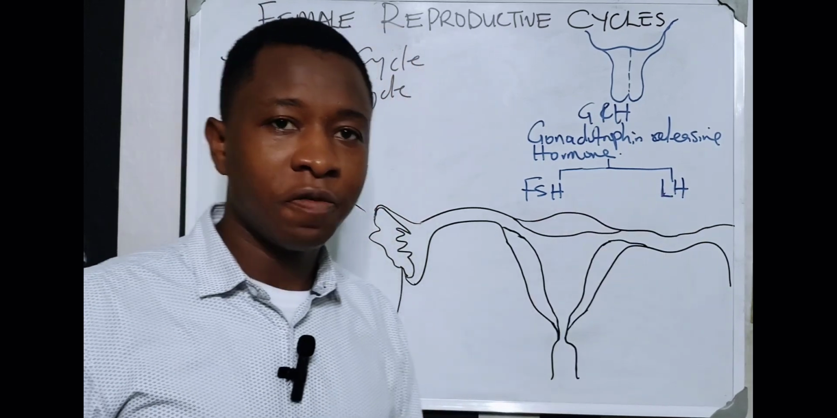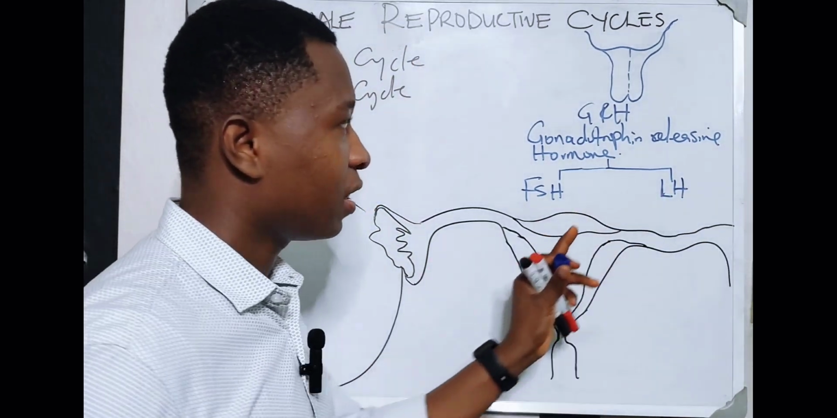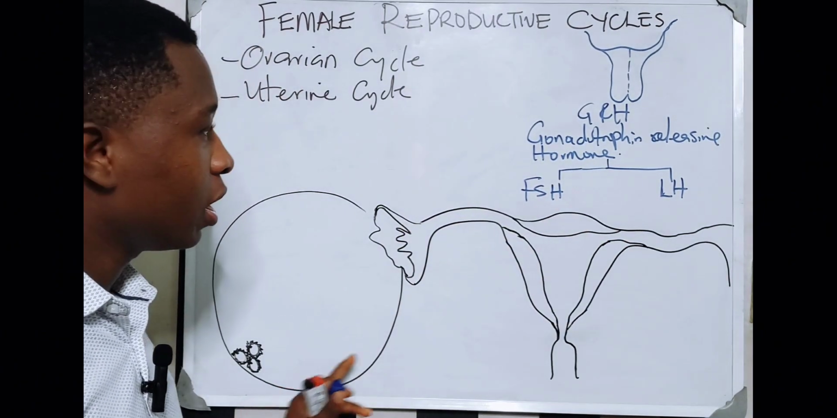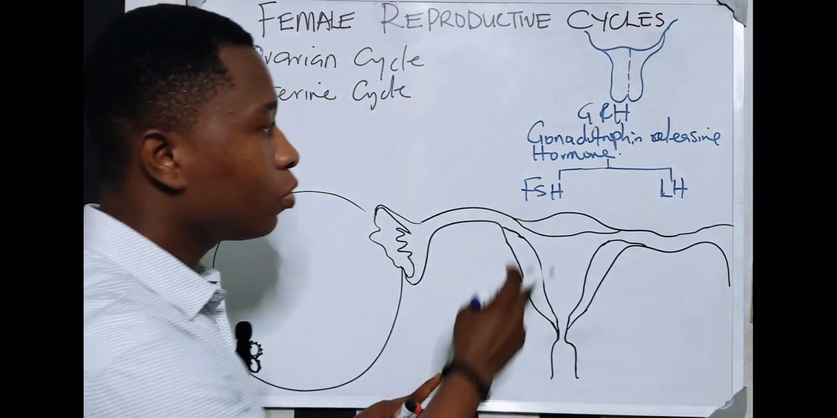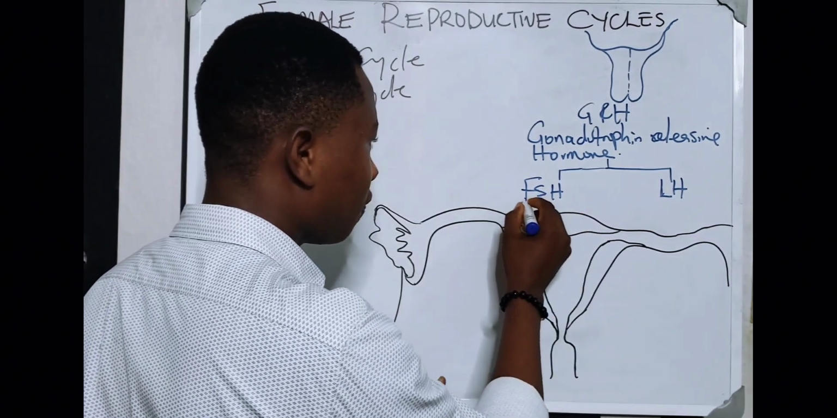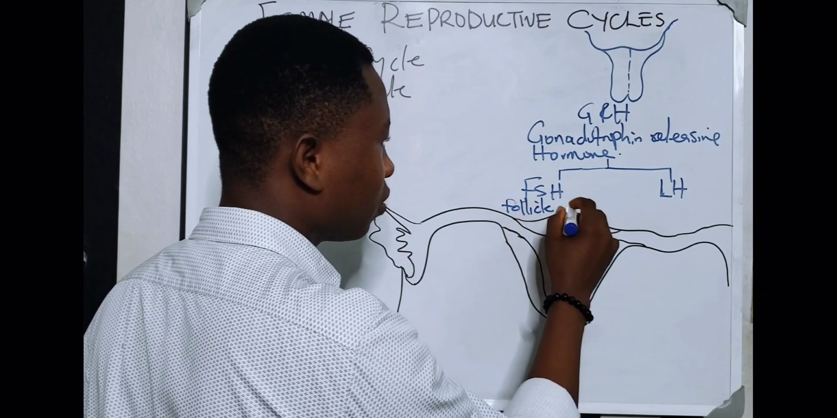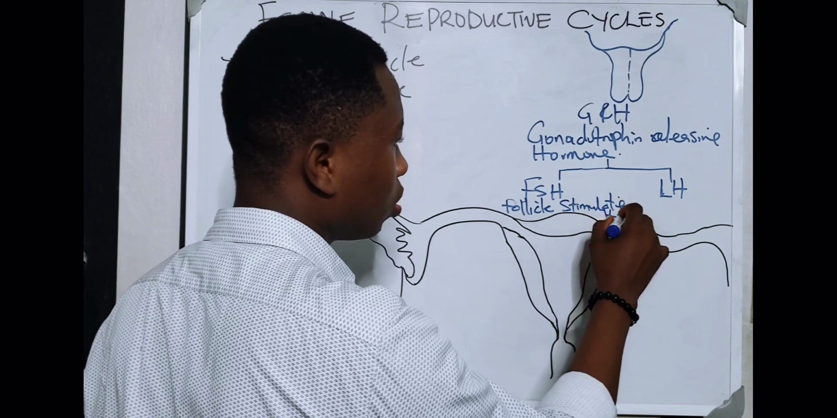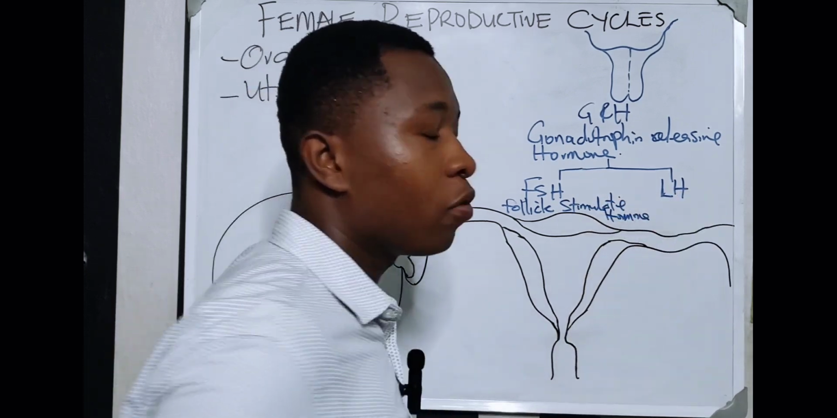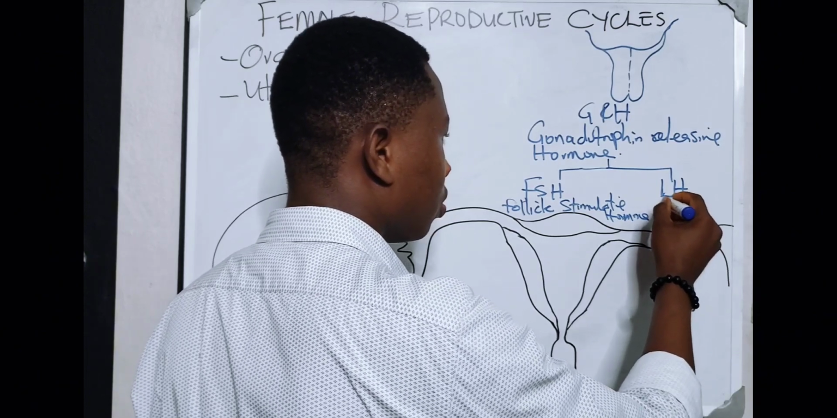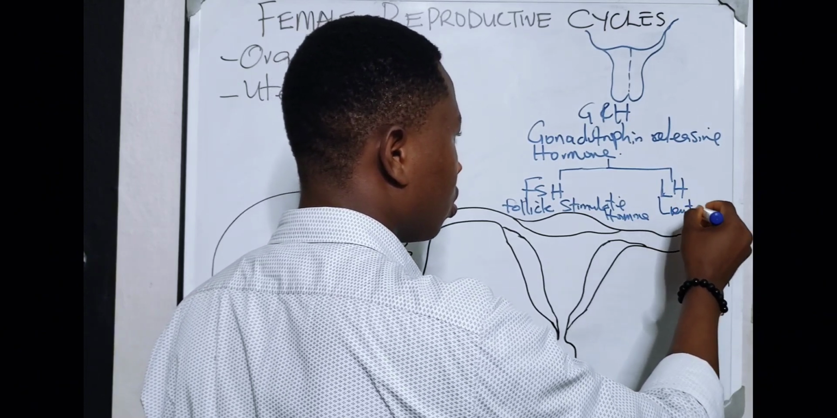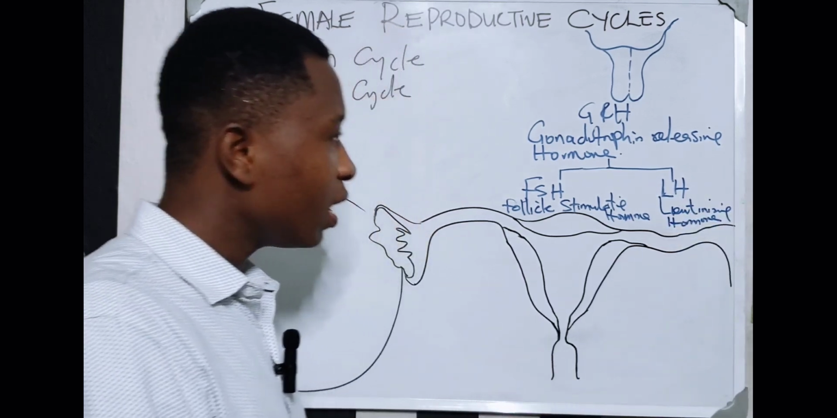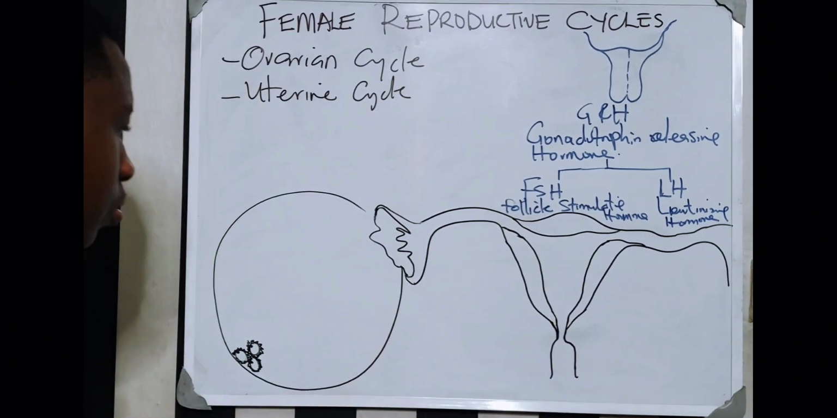These two hormones perform different functions. Now, I just want to establish these facts. Then I will explain when I am explaining the ovarian cycle. Okay. Now, FSH simply stands for follicle stimulating hormone. And LH stands for luteinizing hormone. Okay. So having said that, let's come over to the ovarian cycle now.